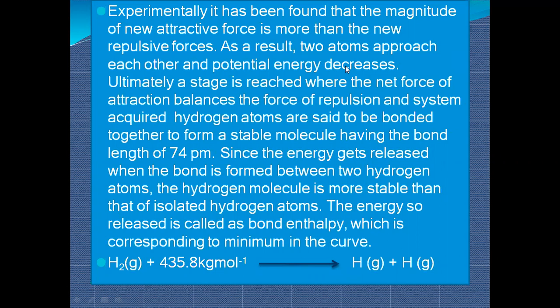So for example, H2 plus 435.8 kilojoule per mole gives H and H. If you give this much energy, 435.8 kilojoule per mole, to the hydrogen molecule, both hydrogen atoms will dissociate and you will get two separate hydrogen atoms from one molecule of hydrogen gas.